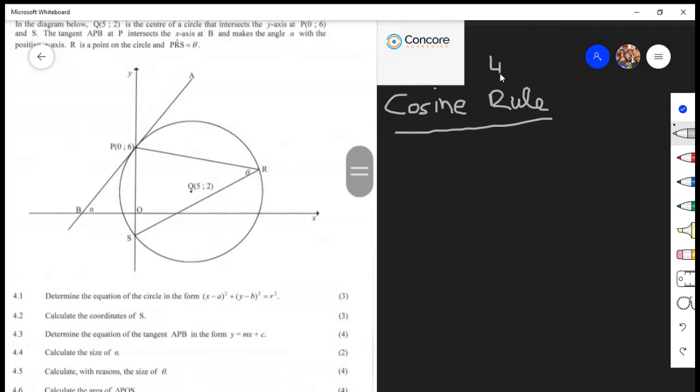Okay, so to use the cosine rule, since we're using theta, we need to have side PS, which is opposite theta. So we need to have the length of PS. We also need to have the length of PQ.